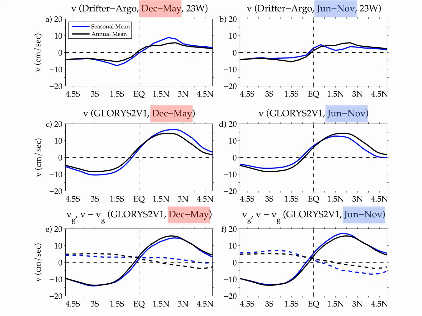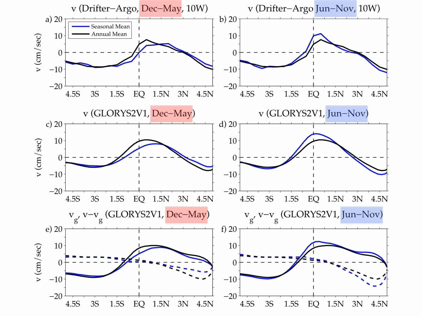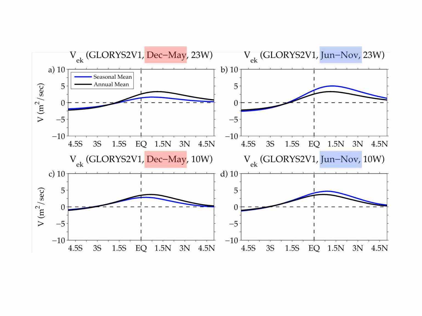I forgot to mention, and I'm jumping back to show you that, that in the seasonal comparison, you have the transition from southward flow to northward flow shifting southward when you go from December to May to June to November. So in June to November, the transition between southward and northward flow is further south of the equator. And that happens at 10 West also. You can see that here. I think it's a little bit easier. You have the transition happening here almost on the equator, and then in June through November happening further south of the equator.